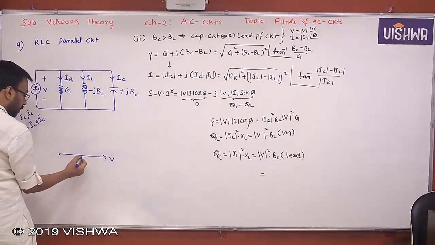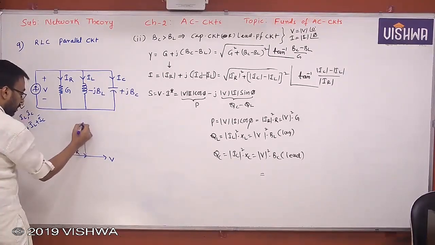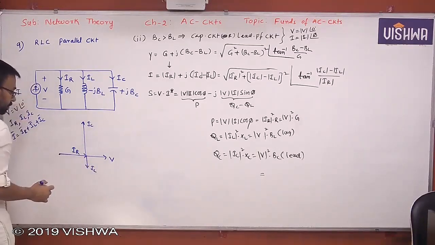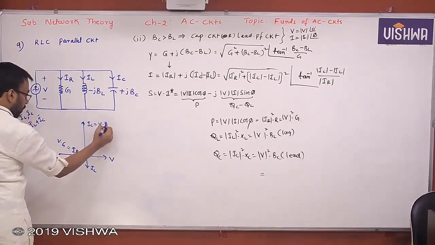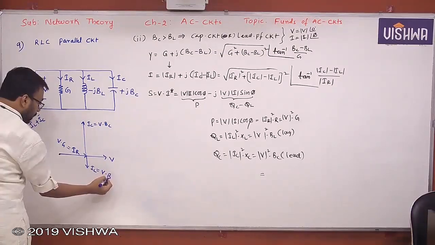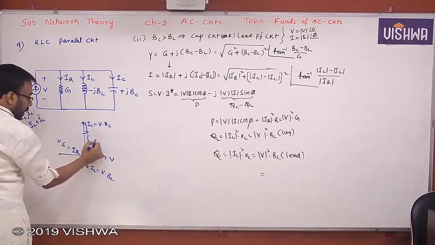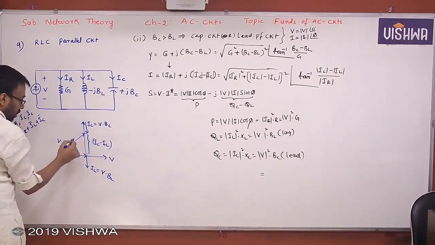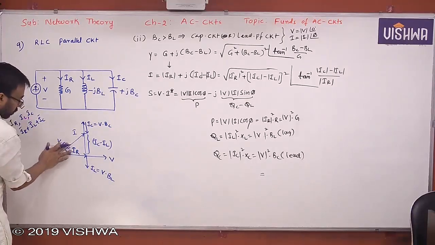V, IR, IC, IL. Okay, so we know what this actually is: V into G, V into BC, V into BL. Yes or no? Draw this at the tip of it, and this portion gets cancelled, and finally you are left with what? Okay, IC minus IL. So this is the resulting phasor, that is I, and this is angle phi. Clear?